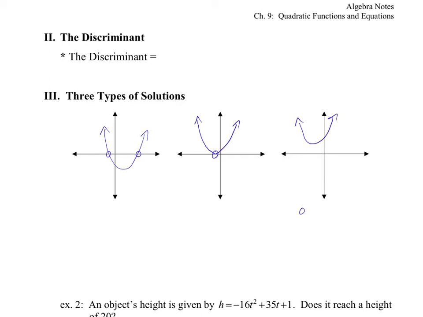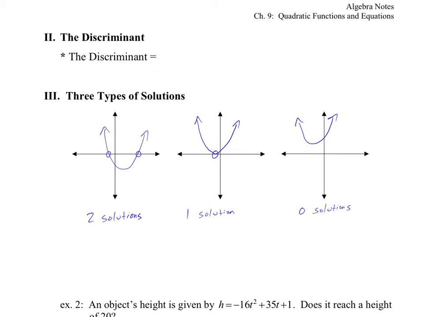So we have 0 solutions. The middle one has 1 solution. And this first one has 2 solutions. And if you don't want to go through and do the whole problem, if you just need to figure out is there a solution and is there 1 solution or 2 solutions, you could do something called the discriminant.